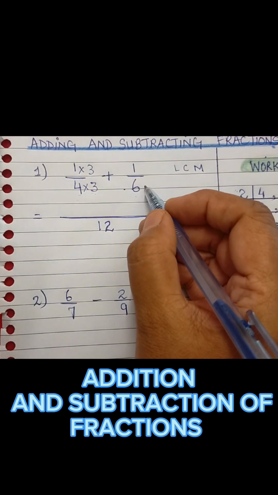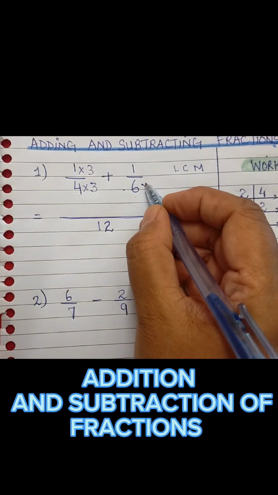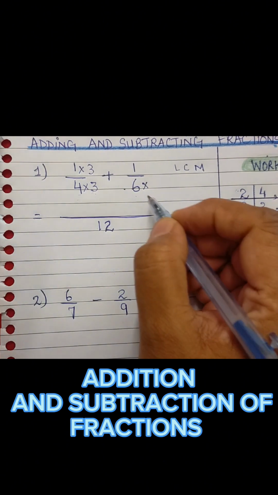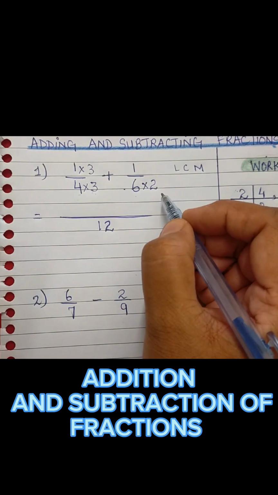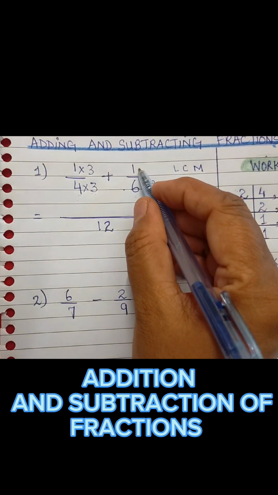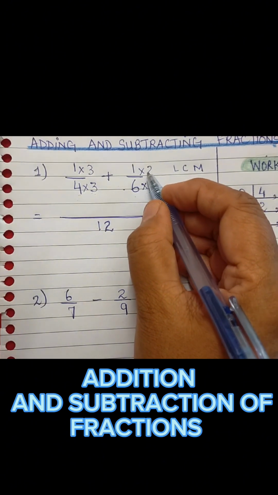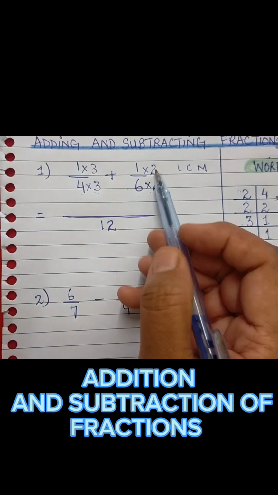Alright. Now let's talk about the other denominator. 6 times what is giving us a 12? Yes, 6 times 2 is giving us a 12. Great. So whatever you write here goes up here. You put a multiplication sign, and you're going to bring the 2 over here. The way I did here, I'm going to do it here.